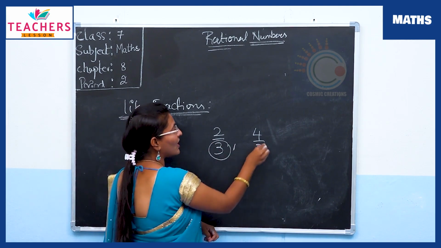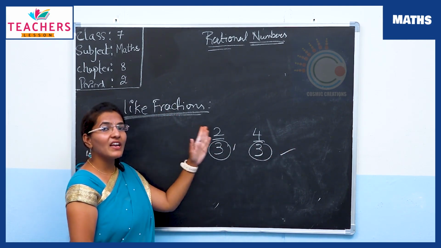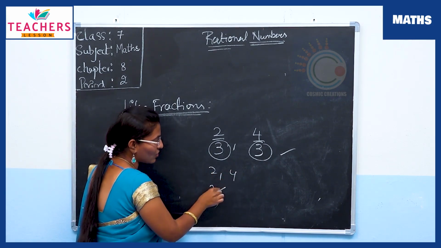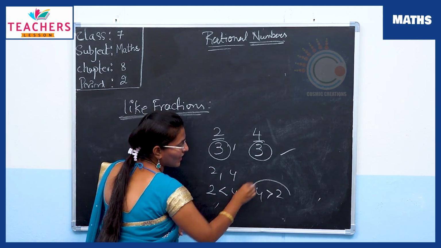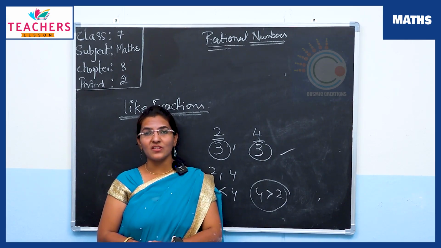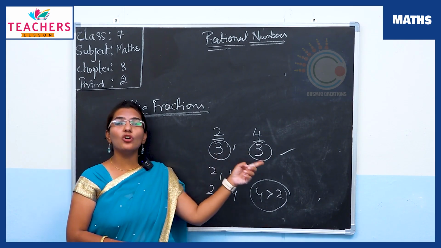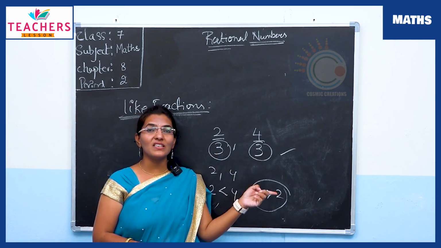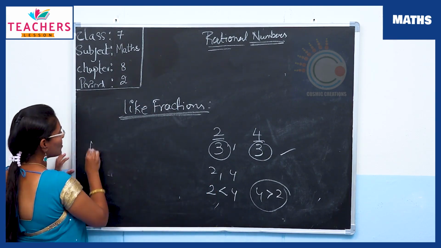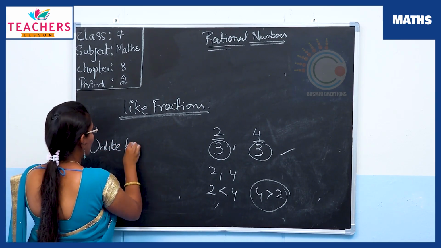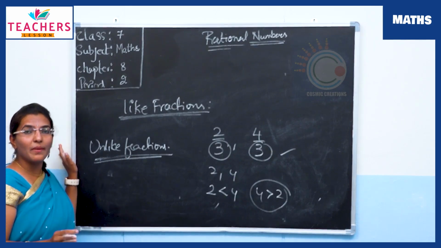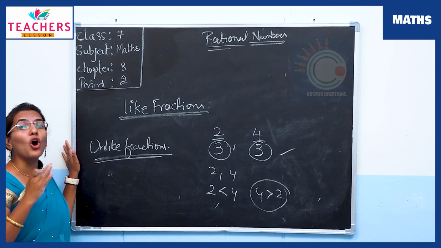So, now we have the common denominator here. That's the reason we can easily compare the numbers, that is 2 and 4. Which is greater? Obviously, 4 is greater. So, 2 is less than 4 or 4 is greater than 2, I can write. So, it is easy to compare when the given fractions are like fractions. Like fractions are those where both the denominators are equal. Now, what are unlike fractions, students? Unlike fractions are those numbers where the denominators are not equal.